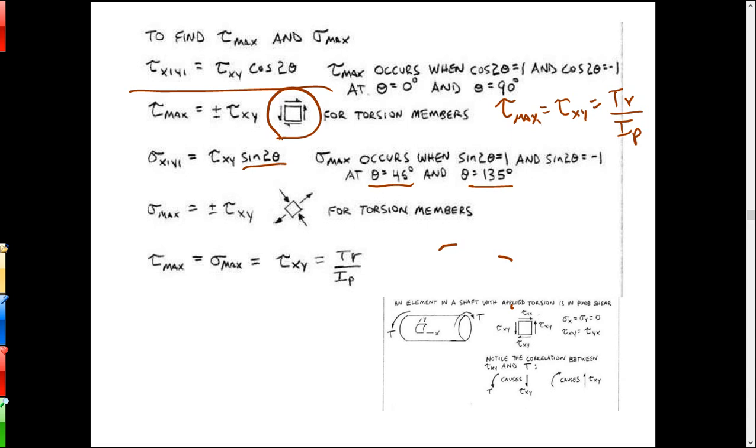Okay. So sigma max is plus or minus tau xy, again. So sigma max is equal to plus or minus tau xy. And again, that's equal to TR over I. So when you do that TR over I, you have the maximum shear stress in the shaft, and you also have the maximum normal stress in the shaft. Okay. So that's the biaxial stuff, okay?